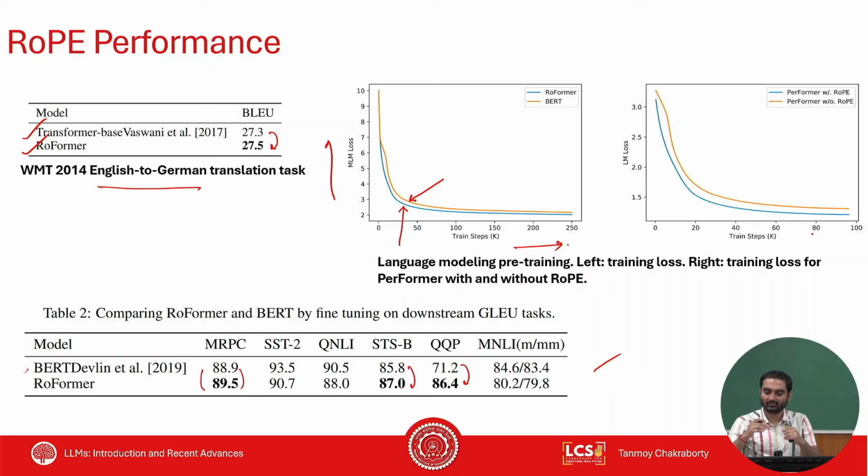Okay. Now there is another model called Performer. There are different transformer versions, Longformer, Performer, and so on. In the Performer model, we compare Performer with RoPE and Performer without RoPE. You see again the loss decreases quickly compared to the case where there is the normal positional embedding. Okay, so this is all about the rotary positional encoding part.